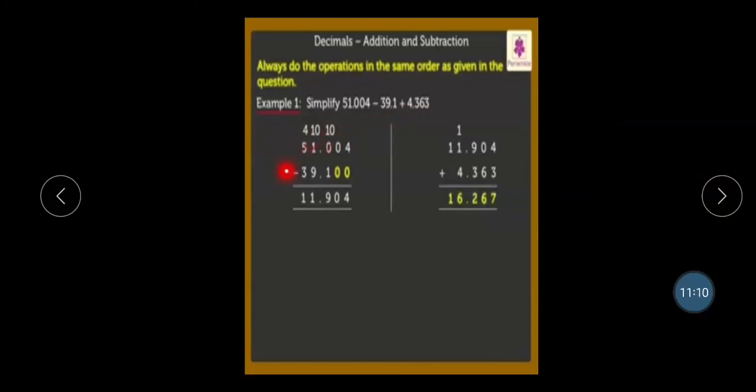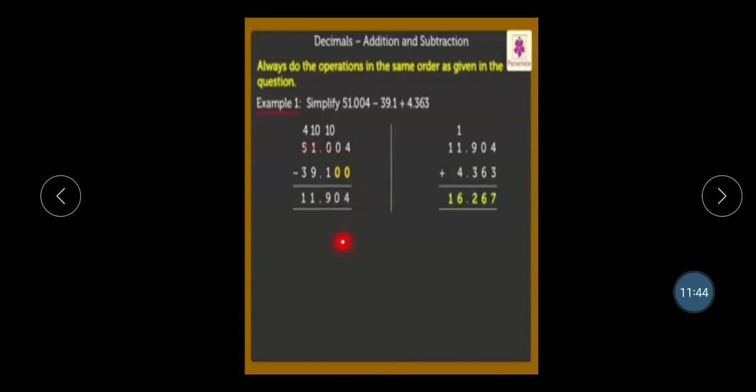So when you subtract 39.1 from 51.004, you will write first this digit, then you will write the second part. 51.004. There are 3 digits over here. There is only 1 digit after decimal point. So we are supposed to put 2 zeros. So let's do the subtraction. 51.004 minus 39.100. 4 minus 0, 4.